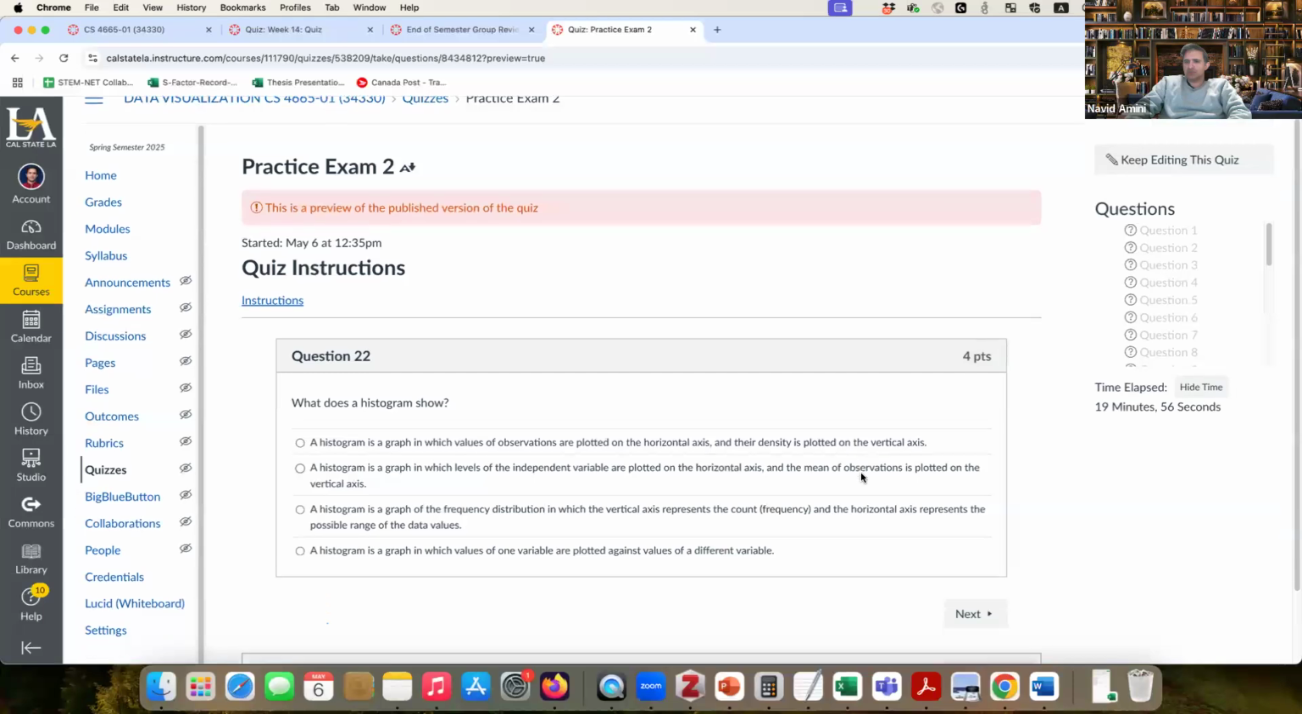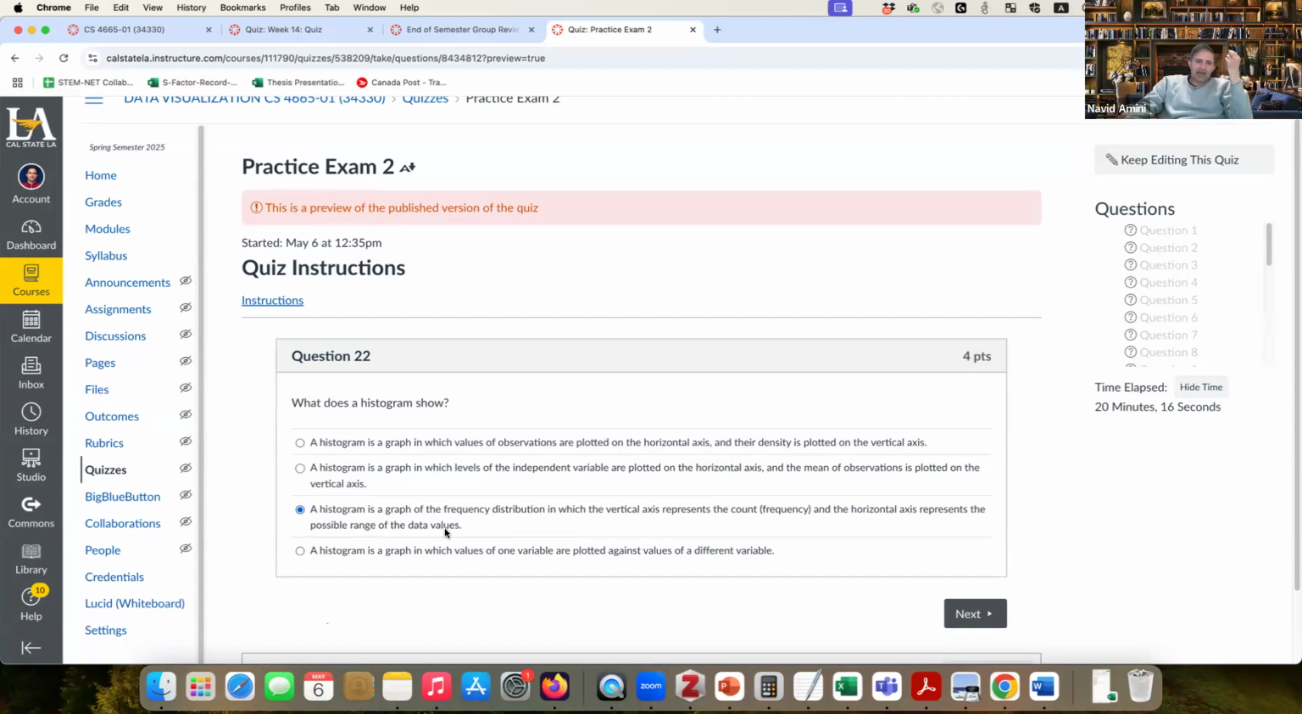Question number 22. What does a histogram show? This question is basically an add-on to the previous question. Is a graph of the frequency distribution which the vertical axis represents the count of frequency and the horizontal axis represents possible range of data values.